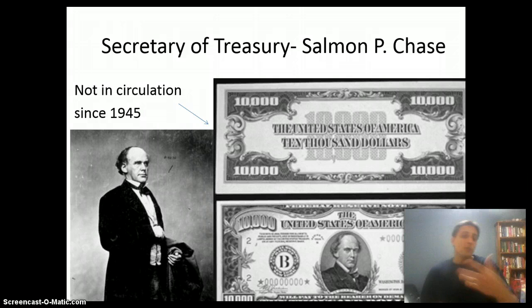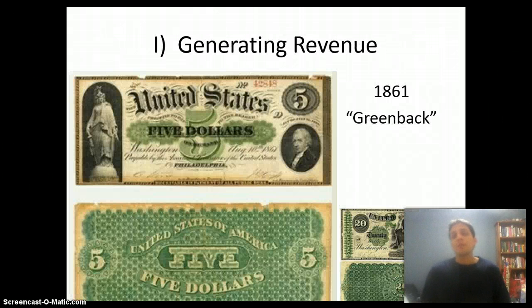And if you see, for a long time, he was on the $10,000 bill. Not that any American really ever has a $10,000 bill, but he was on it for a long time, and it's no longer a part of American circulating money. But it shows you that he was a pretty influential Secretary of the Treasury. So one of his policies to generate revenue was to actually just print paper money.